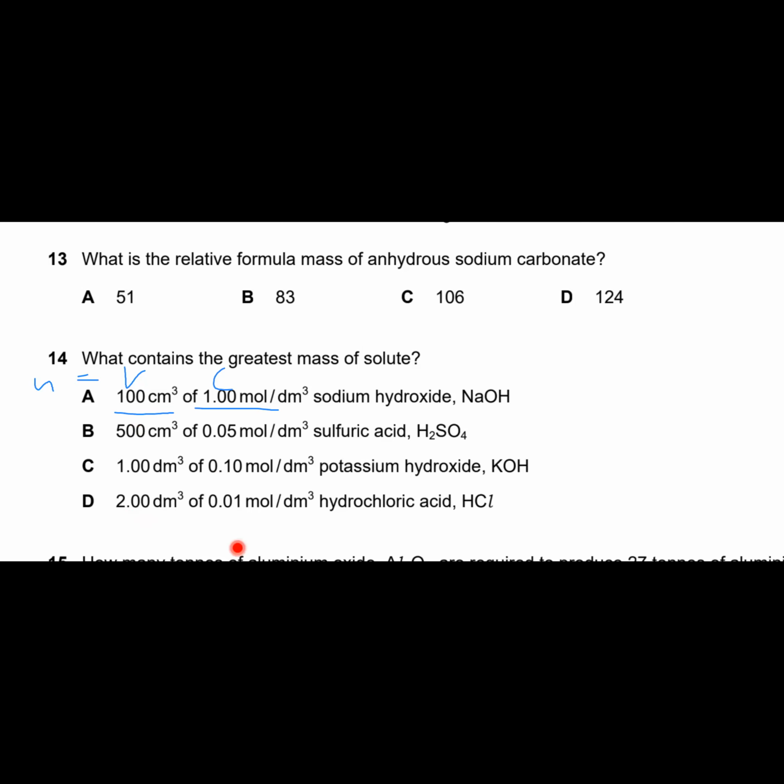Because they have given the volume and the concentration of all of them, and then you can find the molar masses of them, because they have given the formulas here. Find the molar mass of all of them and multiply that by the number of moles, and you get the mass. So first of all, tell me the number of moles here for each of them.